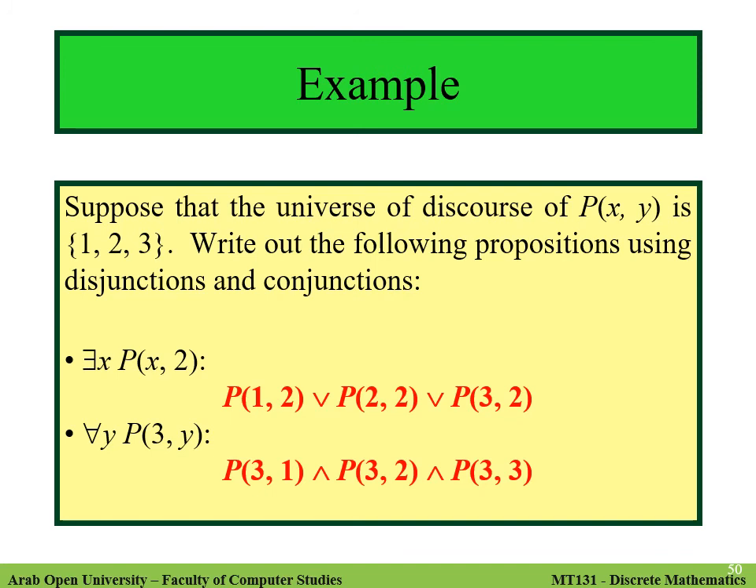In the second example here, x is fixed and y is variable. You can write for all y, P of 3, y. Here x is fixed and y takes on the values 1, 2, 3, which are the values in the domain. This is for all, so you use AND. This statement can be written as P of 3, 1 and P of 3, 2 and P of 3, 3. The x stays fixed at x equals 3. The y takes on the values 1, 2, and 3. Of course, use AND because this is a universal quantification.